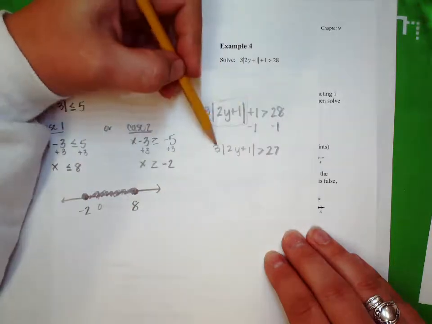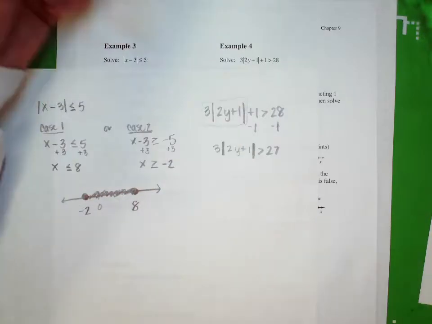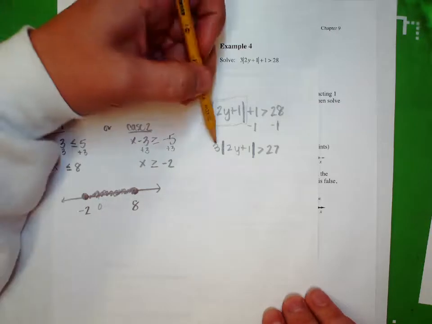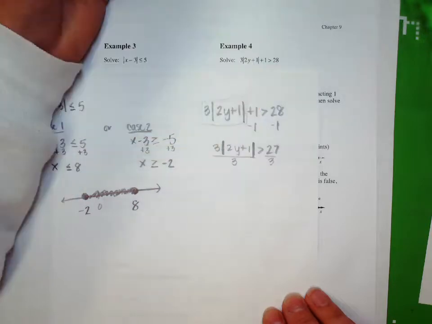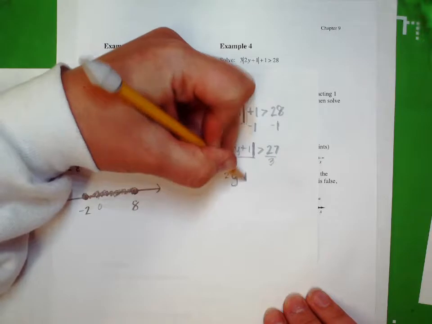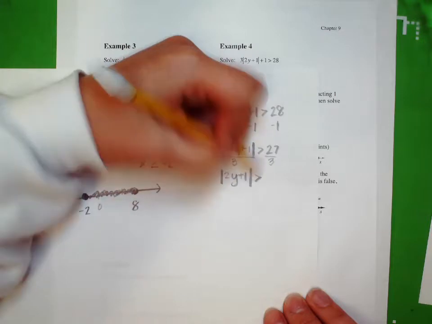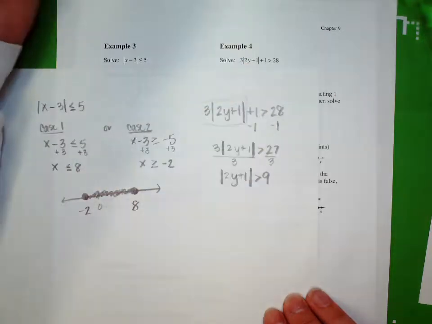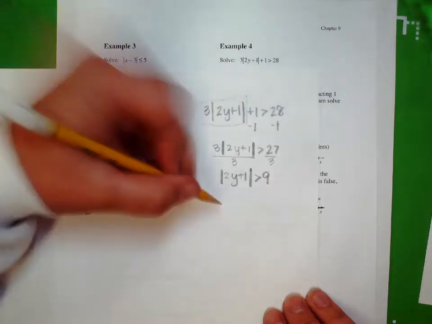And I know it seems like you want to use the distributive property, but when we have absolute value brackets, you can't do that because you change the value of what you're trying to solve. So you undo what's happening to the absolute value brackets. That means you divide by 3. So we'd have 2y plus 1 in absolute value brackets is greater than 9. Now we have what we had up here in example 3, where we can break it down to our cases.